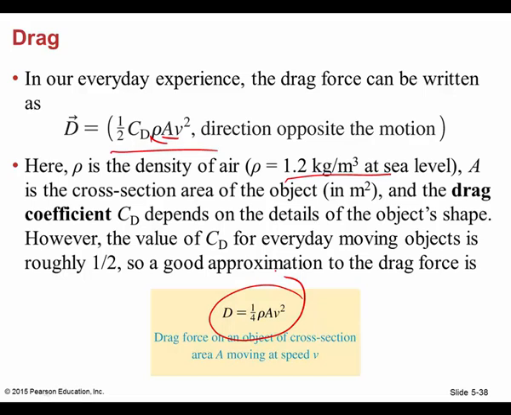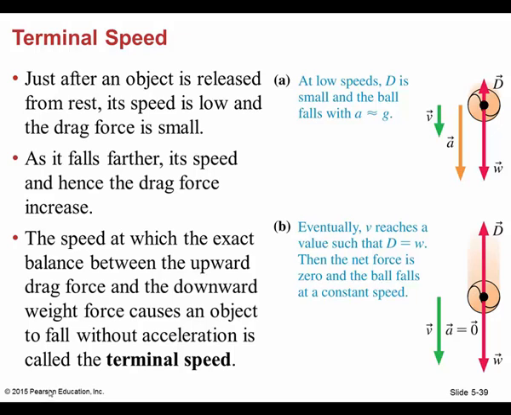All right, okay? So there's your equation for drag. Now, what do we mean by terminal speed? When an object is falling through air, it will eventually reach terminal speed. And a terminal speed basically is when there is no acceleration. When you reach terminal velocity, then acceleration is 0, okay?